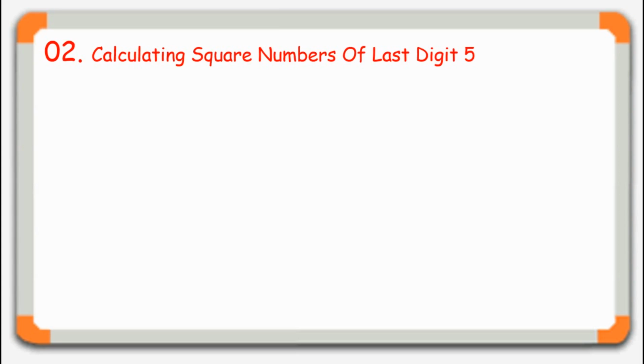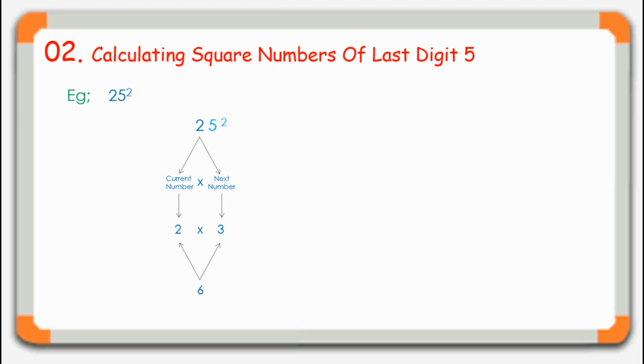Calculating square numbers with last digit 5. There is a simple trick that you can use to calculate square numbers with last digit 5. So if we take an example of 25 squared, you should separate the numbers 2 and 5. Now you take the 2 and you multiply it with the next number. So when you take 2 multiplied by 3, you get 6.